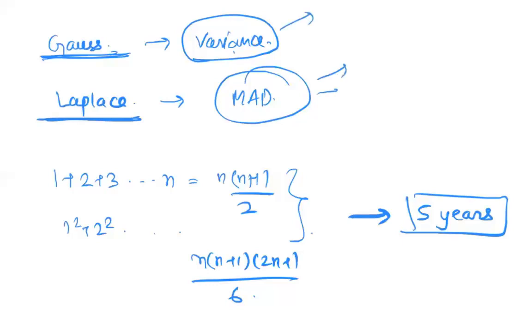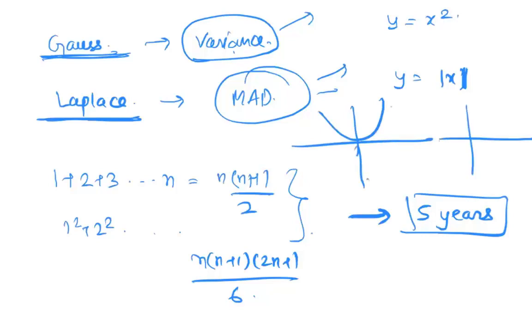Now, both these scientists were very vocal about their own solutions. They wanted to make their solutions become popular, but Gauss won that war for the very simple reason that calculus was very young then. Calculus had just been discovered by Newton. y is equal to x square and y is equal to mod x. If you look at these mathematical equations, y is equal to x square looks like this, the function. If you look at y is equal to mod x, it's like this. These are the two graphs. This is y is equal to x square, this is y is equal to mod x.